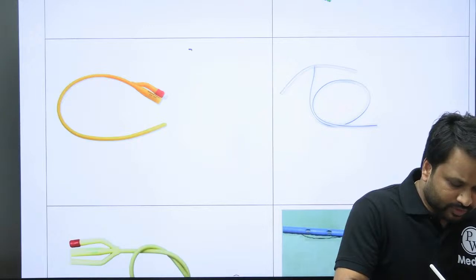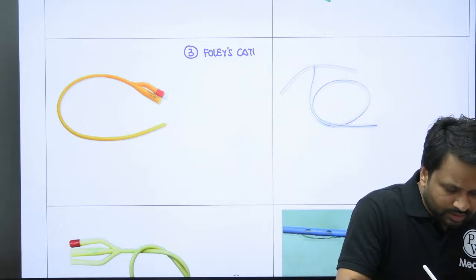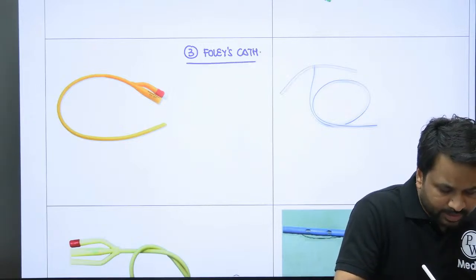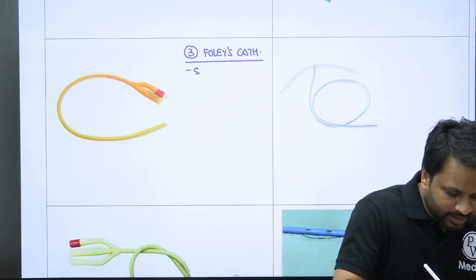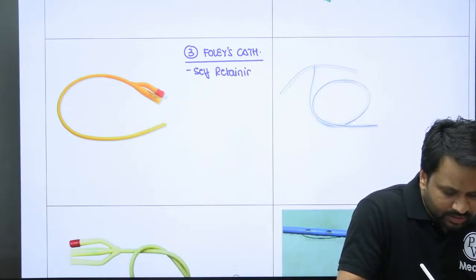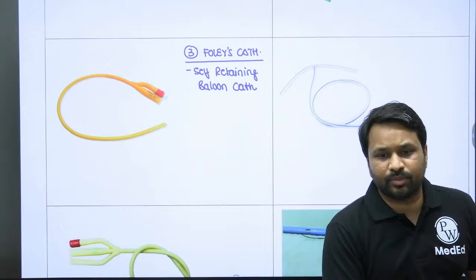Now then you have image number 3. Nobody can ever forget this image. This is going to be your Foley's catheter. Remember, it is a self-retaining balloon catheter.